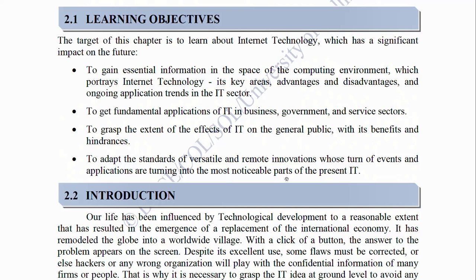Point number 2. To get fundamental applications of IT in business, government and service sectors. Point number 3. To grasp the extent of effects of IT on the general public with its benefits and hindrances. Point number 4. To adapt the standards of versatile and remote innovation, whose turn of events and applications are turning into the most noticeable parts of the present IT.